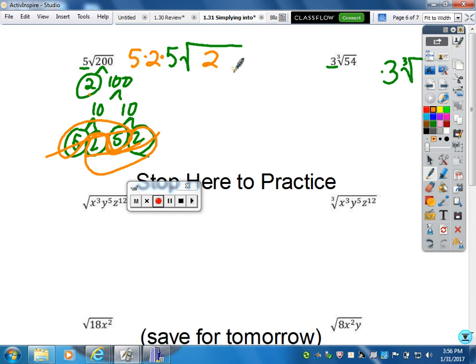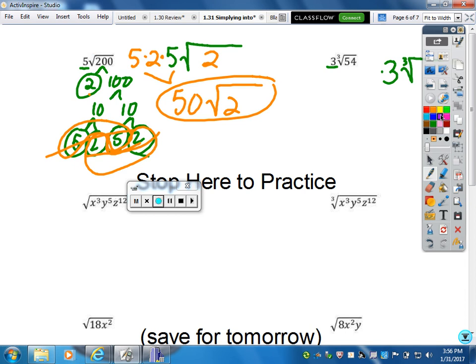So we just got to put this back together. 5 times 2 is 10. 10 times 5 is 50. So just put that together, and then the square root of 2. Remember, I was looking for pairs because it didn't have a little number here, so I knew it was a square root. So you're looking for pairs.